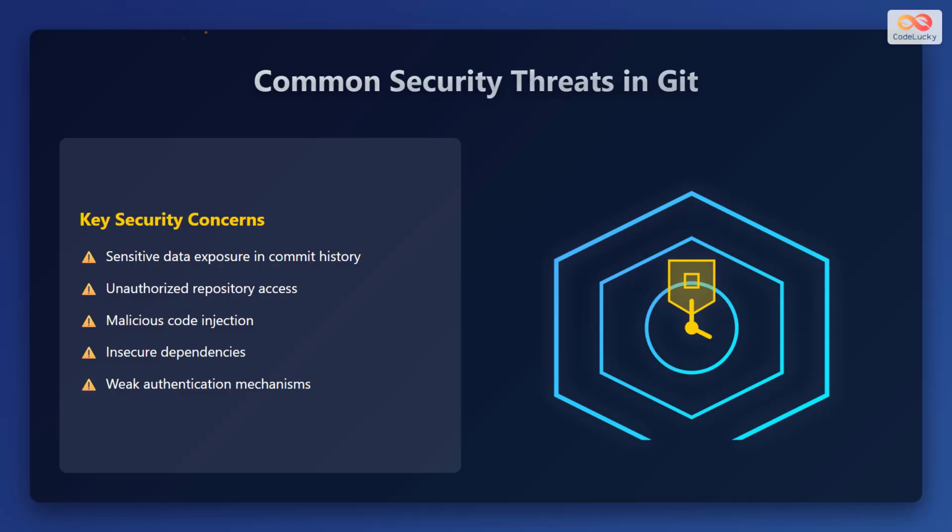Let's examine some common security threats associated with Git. These include sensitive data exposure within the commit history, unauthorized access to repositories, malicious code injection, insecure dependencies, and weak authentication mechanisms. Being aware of these threats is the first step in protecting your Git environment.